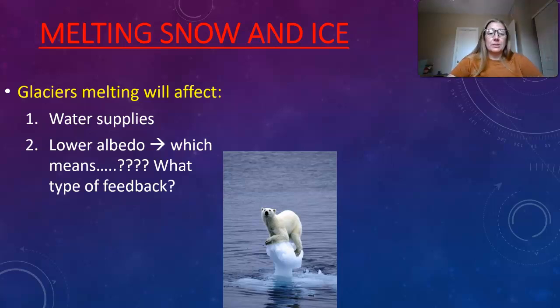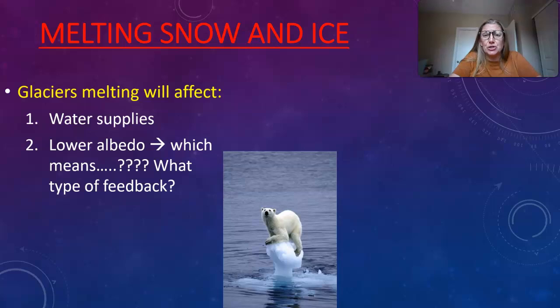As we are losing snow and ice, we are exposing more ground. Think of the snow that would be laying on top of the ground. And that affects something called albedo. Albedo means how reflective a surface is. Snow and ice have very high albedo. They are very reflective. Sunlight bounces off of them.